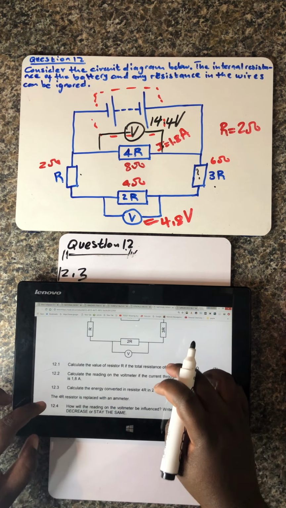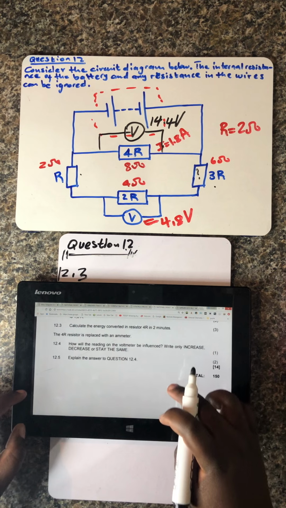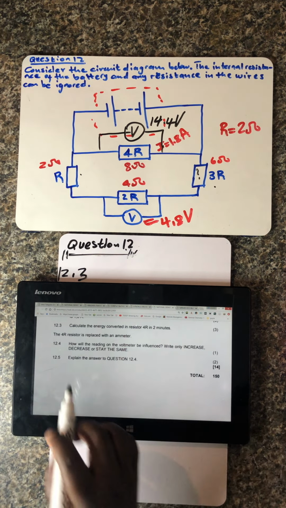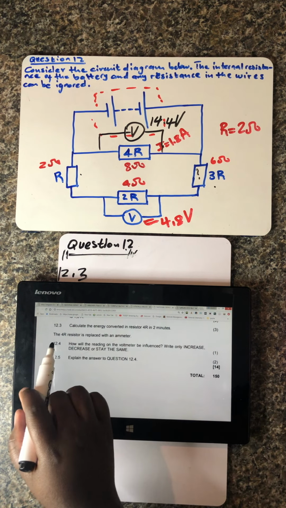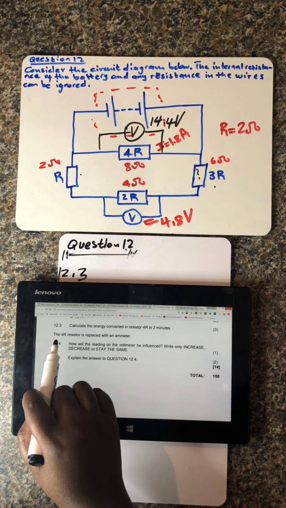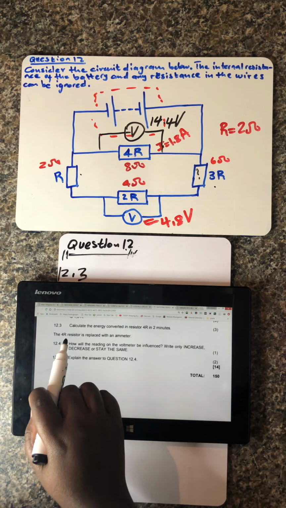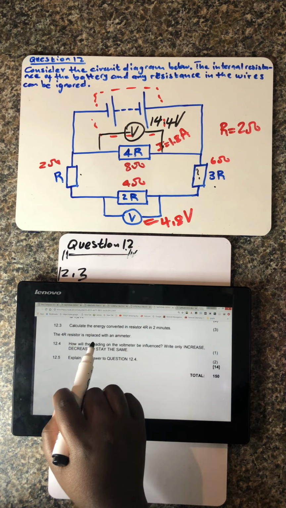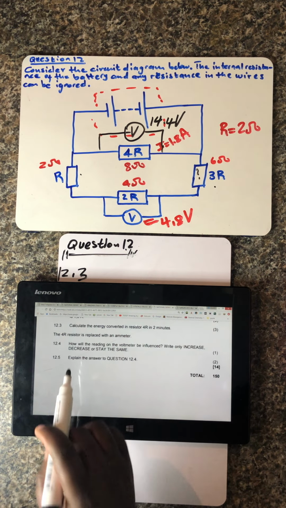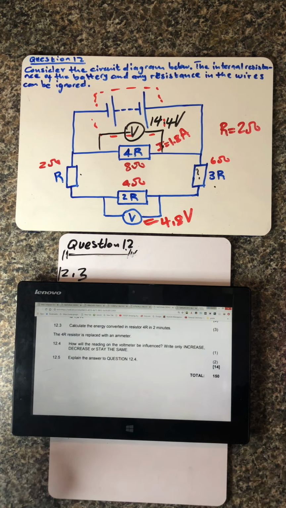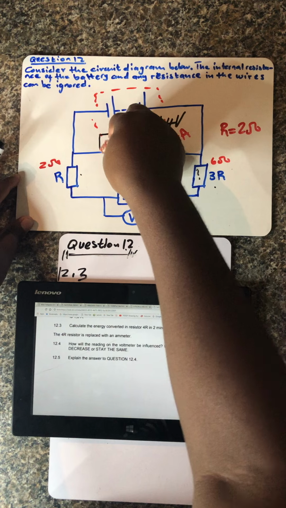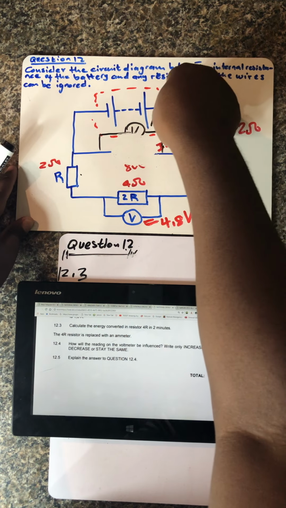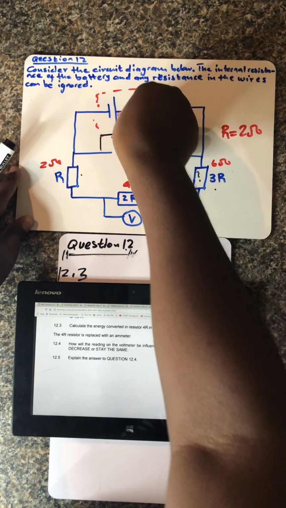So guys, let's have a look at this question. It says 12.4. No, before we even get to 12.4, we're given a statement there. They said the 4R resistor is replaced with an ammeter. What an interesting one. So what they are saying is that now this thing is replaced with an ammeter.